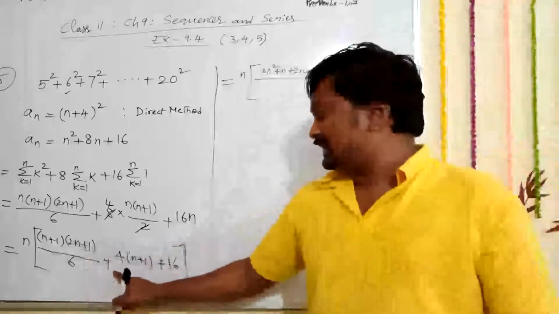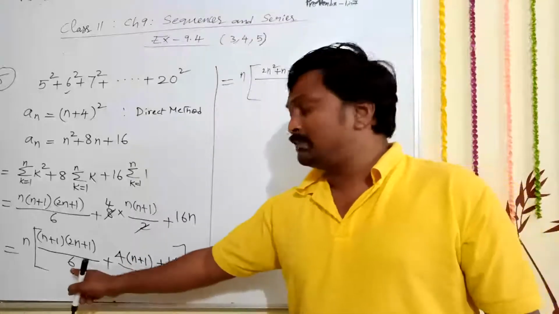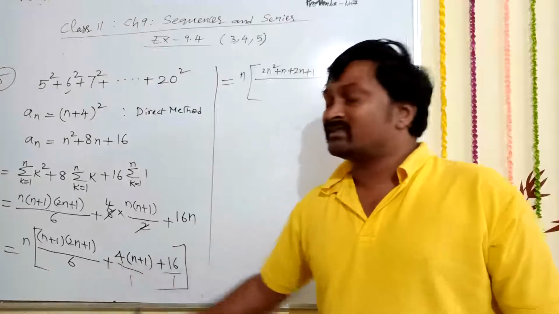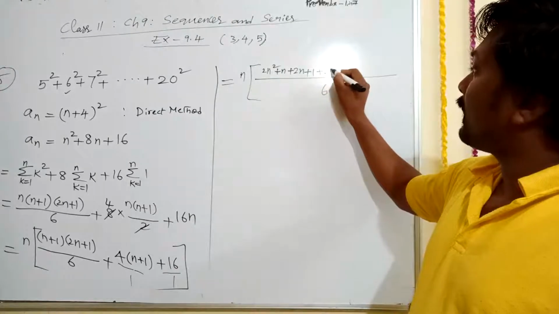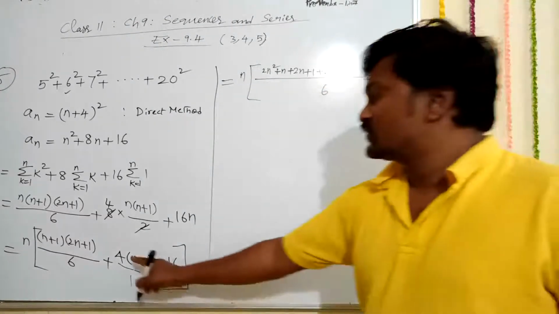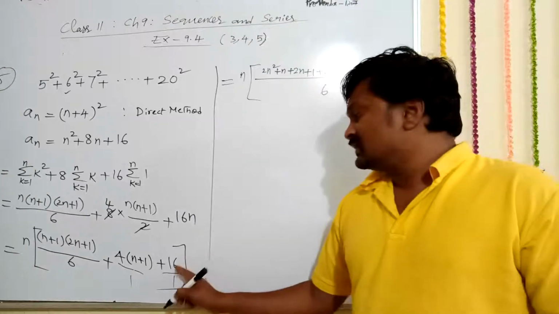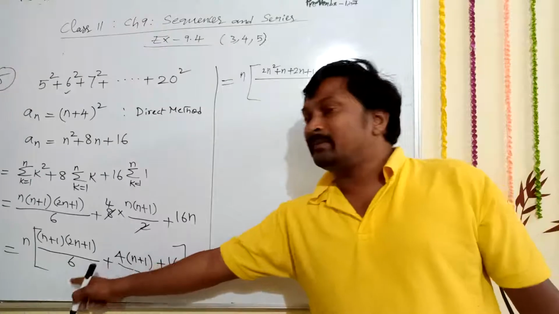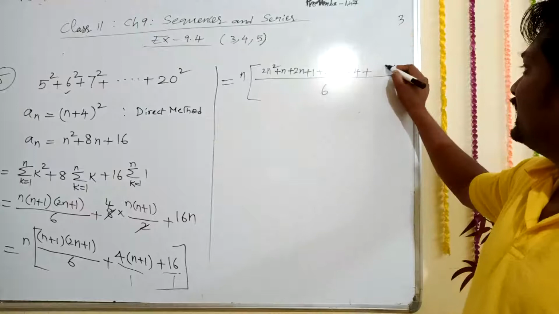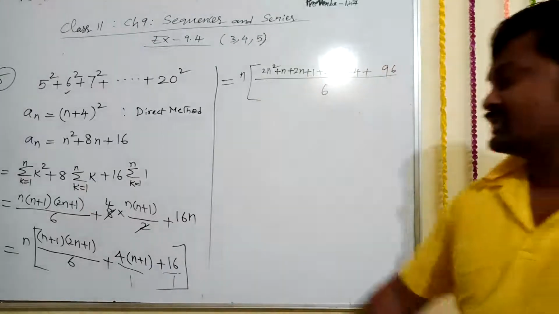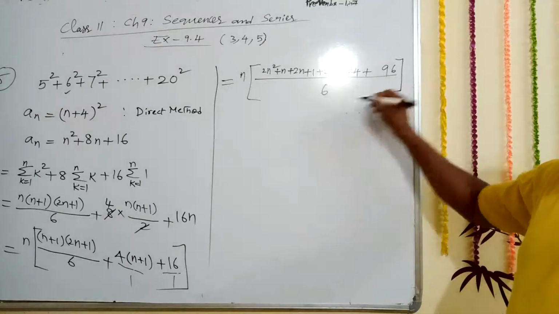Next, observe that when you take the LCM, this numerator is multiplied with 6. So 6 fours are 24, so 24n, plus 24 ones are 24, plus next 16 is multiplied with 6. 6 sixes are 36, 6 ones are 6, 36 plus 6 is 42, plus 54, so 96. So 16 into 6 is 96. Now this part is finished.